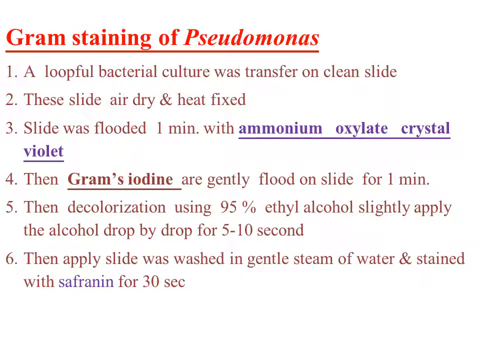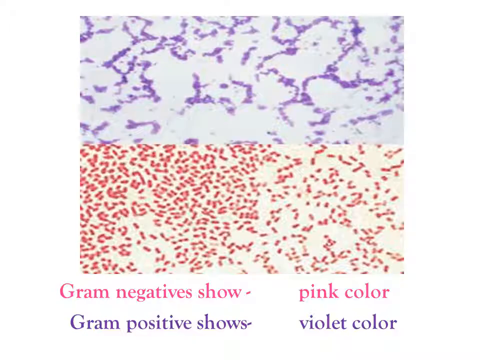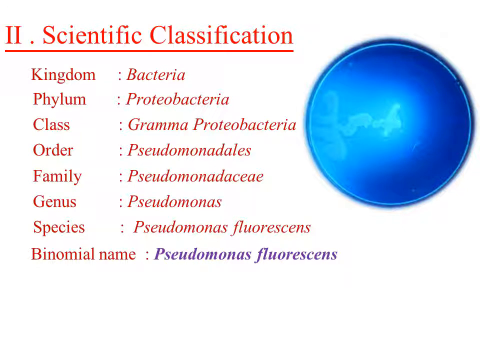Then the slide is washed with a gentle stream of water and stained with safranin for 30 seconds. After that we can view the slide under the microscope. This is the microscopic view of the bacterial cells, where gram-negative bacteria show a pink color under the microscope and gram-positive bacteria show violet. The scientific classification of the bacteria: kingdom Bacteria, phylum Proteobacteria, class Gammaproteobacteria, order Pseudomonadales, family Pseudomonadaceae, genus Pseudomonas, and species Pseudomonas fluorescens.